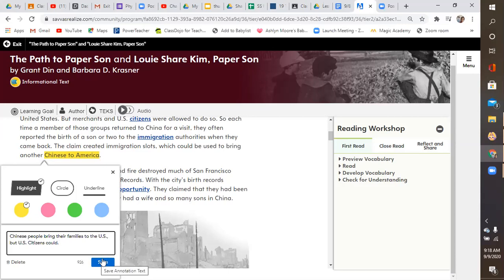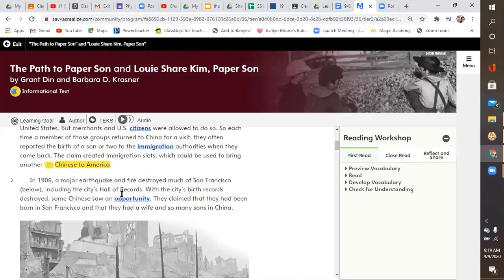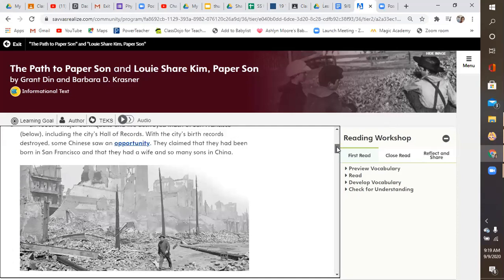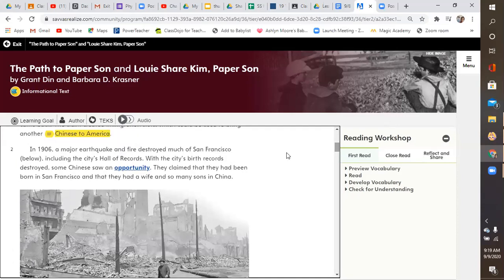So I'm going to go ahead and I want you to do this too. Click save after that so I can see your annotations. Okay, let's read paragraph 2. In 1906, a major earthquake and fire destroyed much of San Francisco. Below, so we're going to look at that graphic, of course. A fire and an earthquake did this. San Francisco is a city in California, here in the United States.